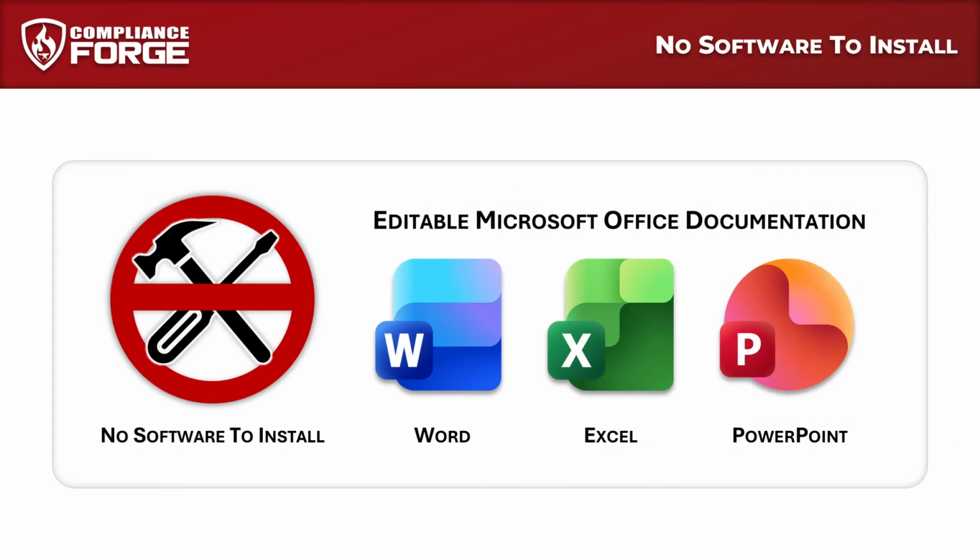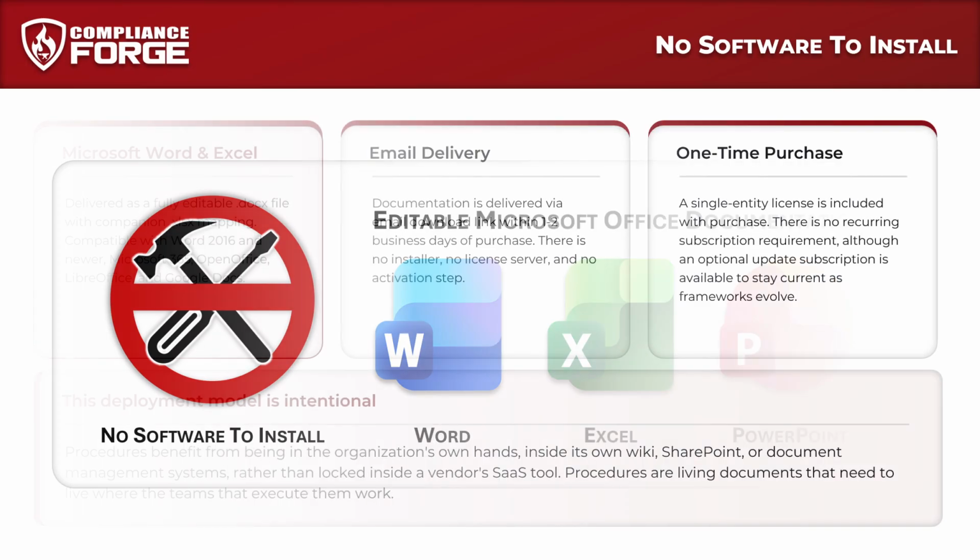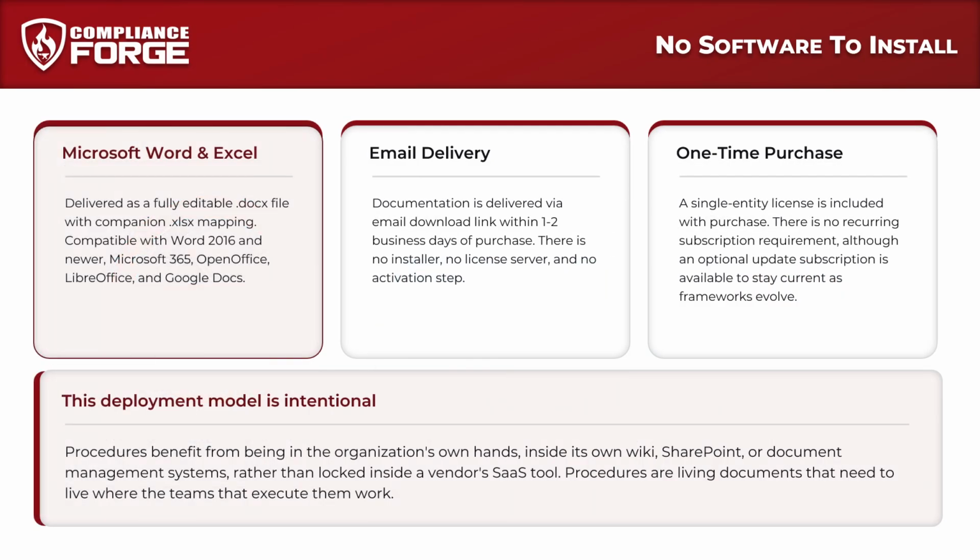This product is a one-time purchase of editable Microsoft Office-based documentation templates. There is no software to install, no agent to deploy, no account to provision, and no cloud environment to configure. If your organization can open and edit Microsoft Word and Excel files, the ISO 27001 and 27002 version of the CSOP is ready to use. It is delivered as a fully editable Word file with a companion Excel mapping. Compatible with Word 2016 and newer, Microsoft 365, OpenOffice, LibreOffice, and Google Docs.